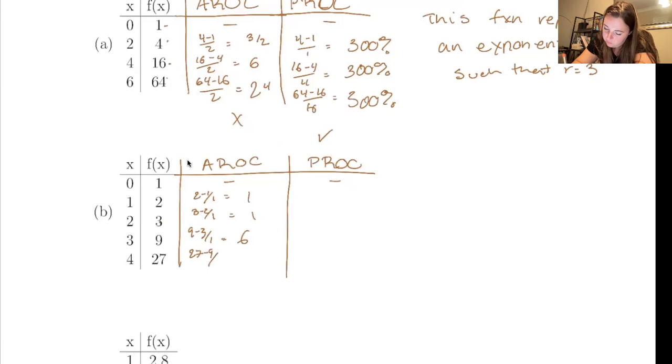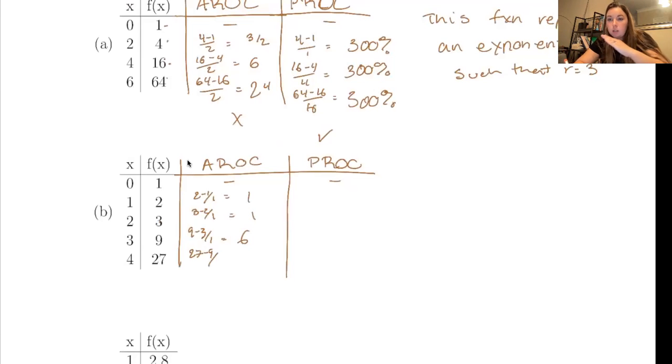So let's do our percent rate of change. 2 minus 1 over 1 gives me 100%, or just 1. 3 minus 2 over 2 is going to give me 1/2, which is the same as 50%. And then 9 minus 3 over 3 is going to give me 200%. And 27 minus 9 over 9 is also going to give me 200%. So again, these two match, these two match.